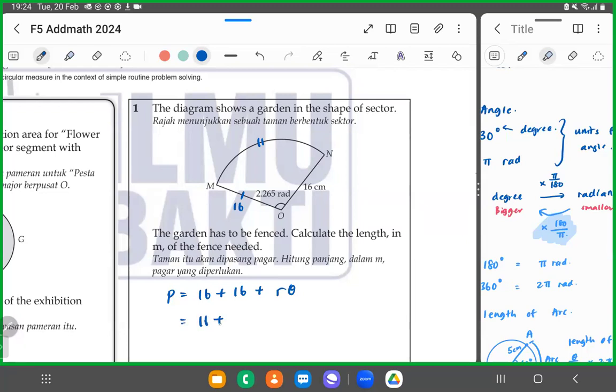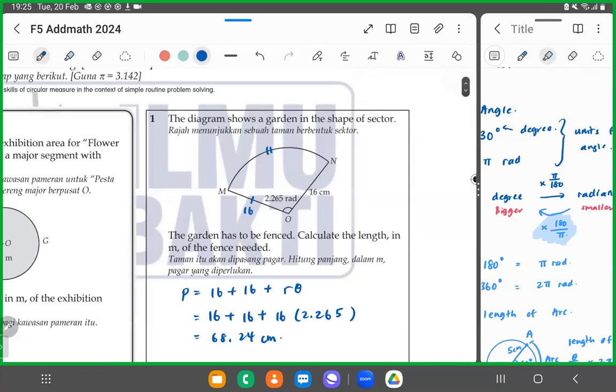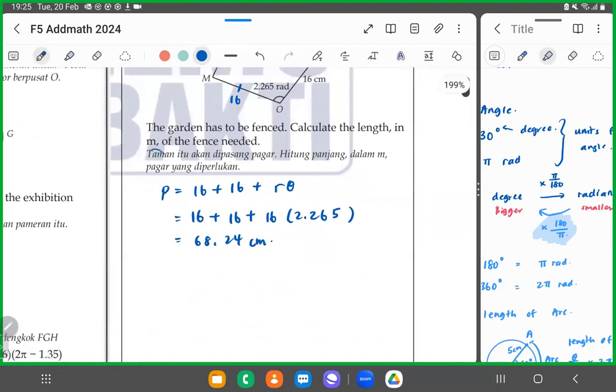So 16 plus 16 plus radius 16 times theta 2.265. Okay, correct. 68.24. It is in cm. Next one, why cm? Calculate the length in meters. Okay, guys, meter. Change it to meter. So it will be 0.6824 meter.